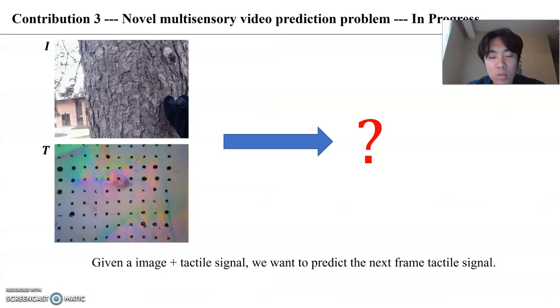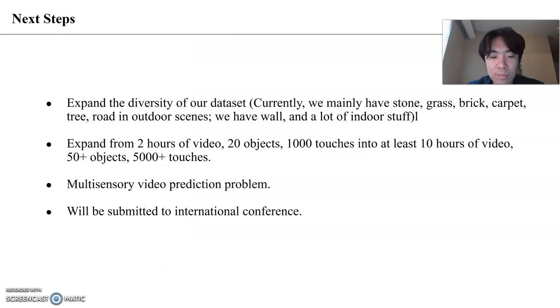To further prove the robustness of our dataset, we are also working on a novel multisensory video prediction problem. Given an image plus tactile signal, we want to predict the next frame tactile signal. For example, if we are pressing a soft object, then the tactile signal should show more information than for a hard object. Or we want to predict the next frame visual image. For example, if we stop pressing, our hand is likely to move off the object. This is still in progress, and we will have results very soon.